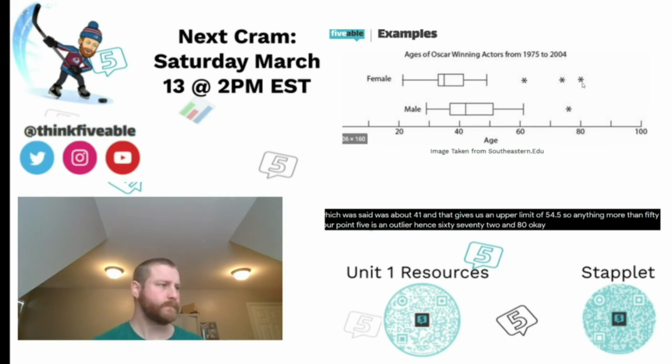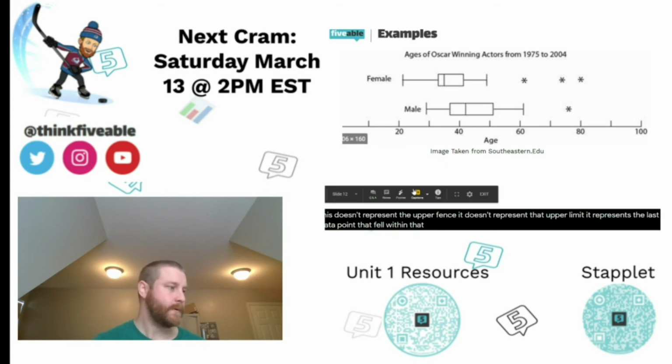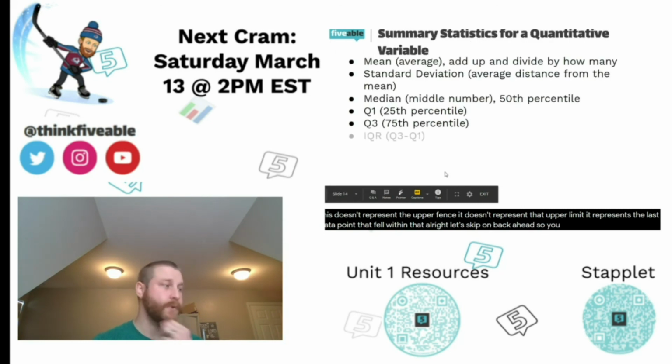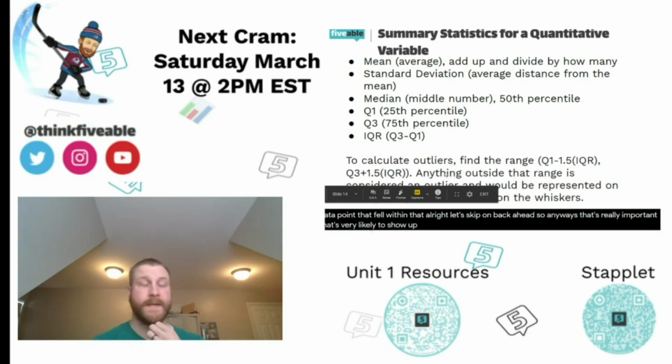Okay. And then this value here is the data point. So let's say the next person in line was about 49. So this doesn't represent the upper fence. It doesn't represent that upper limit. It represents the last data point that fell within that limit. All right, let's skip on ahead. All right, so anyways, that's really important. That's very likely to show up on the AP exam.